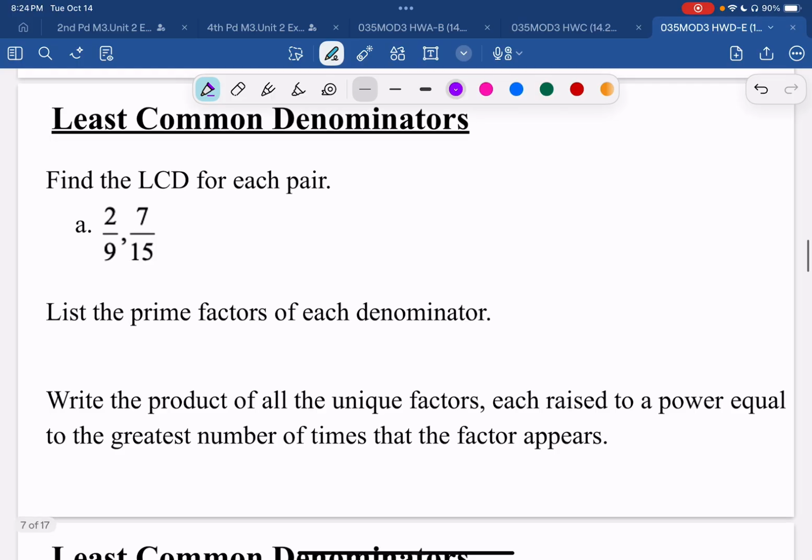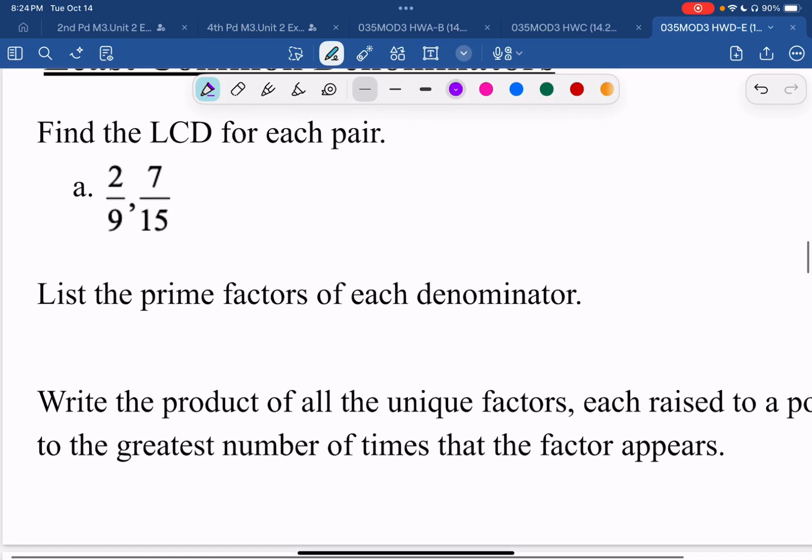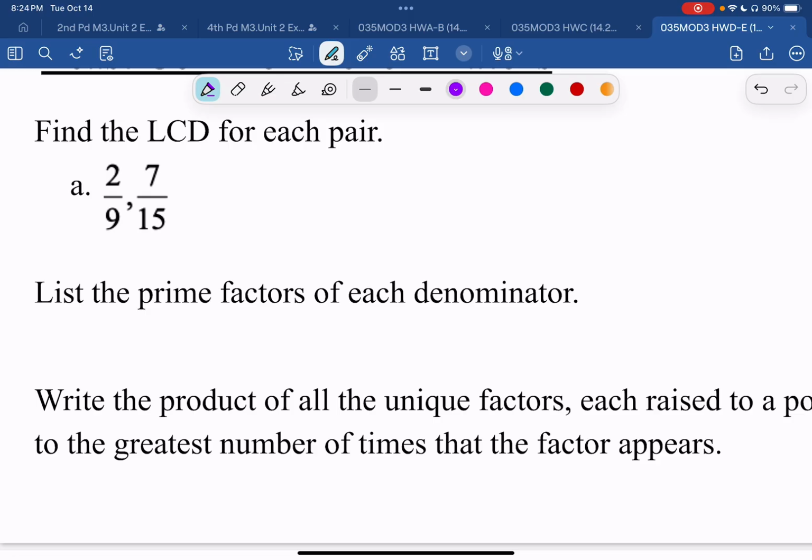For example, if these were our fractions and we wanted to find the LCD, I'm just looking at the denominators. My denominators are 9 and 15. Start with 9. I want to list out the prime factors. Remember, prime means you can't break it down anymore, only multiplied by 1 and itself. So I could write 9 as 3 times 3. That's the same thing as saying 3 squared. That's that exponent I was talking about. Okay, 15. I can write 15 as 3 times 5.